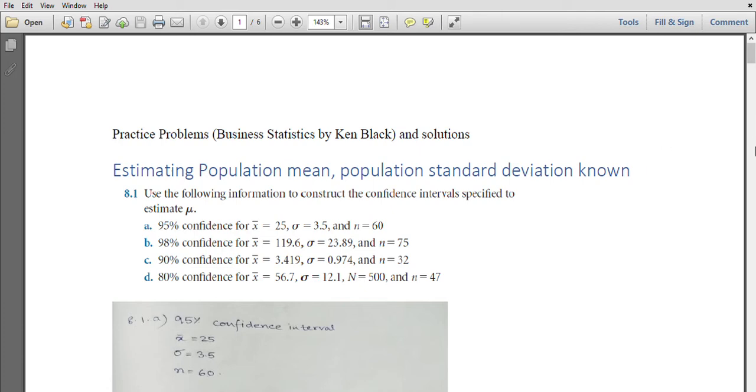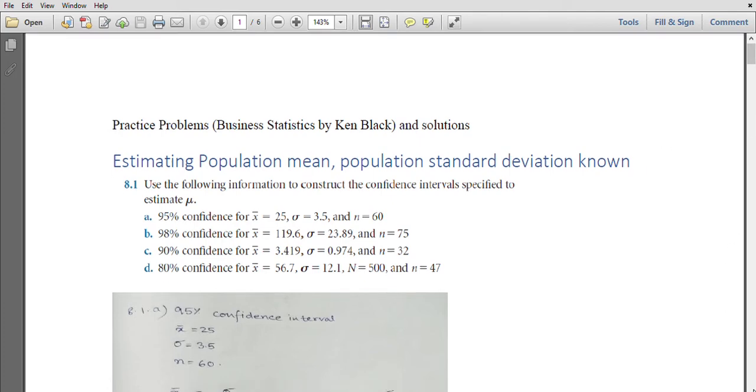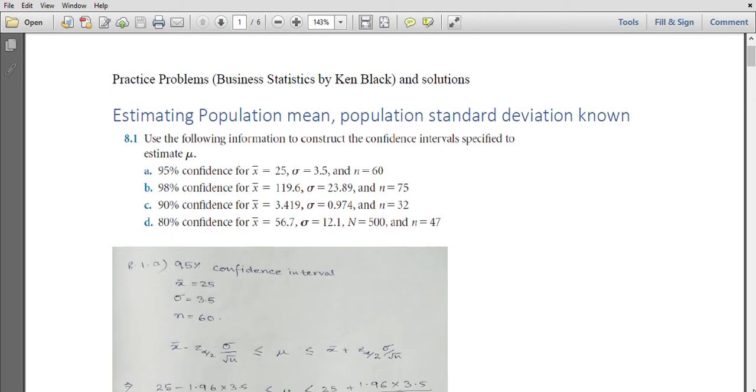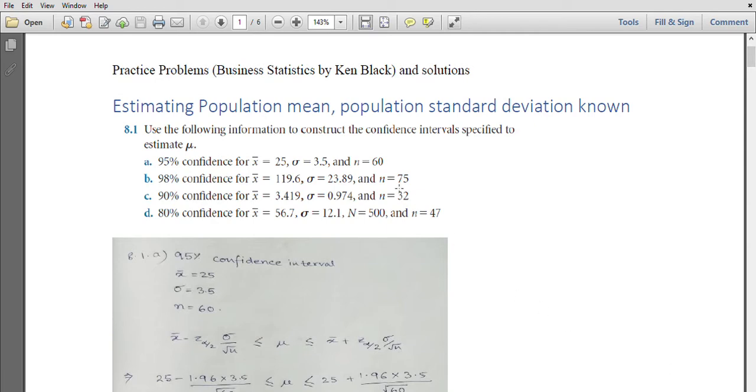So let's first take the first example. The first problem statement I took was for estimating population mean when population standard deviation is known. The first question is as follows. Use the following information to construct the confidence intervals specified to estimate mu. Mu is our population mean. The first one has 95% confidence for x bar equals 25, sigma, which is population standard deviation, equals 3.5, and n equals 60. So n equals 60 means it's the sample size.